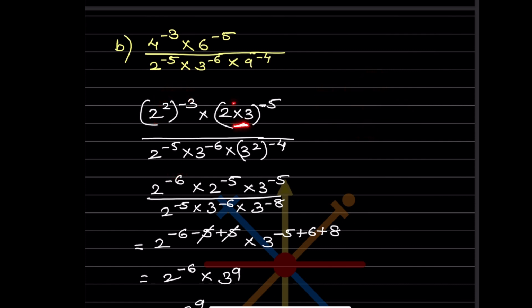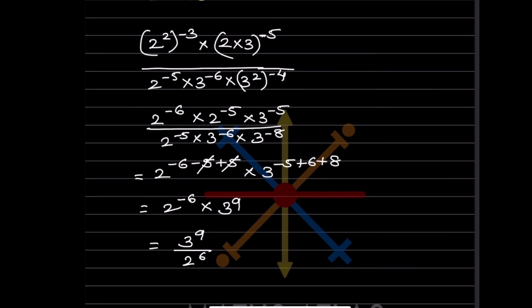So when you have this type, what are you going to do? This into this into this. So that will be 2 raised to minus 5 into 3 raised to minus 5. This as it is, this as it is, and this is going to be minus 8, 3 raised to minus 8. So now let us take all the 2's together.